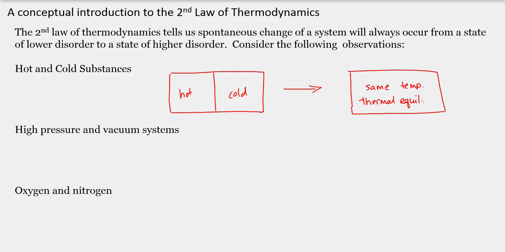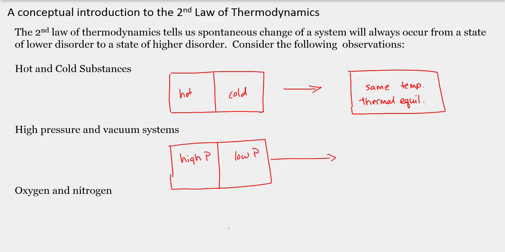We can consider a high pressure and a vacuum system that, let's say, are initially separated by some wall or a membrane. So we have high pressure on one side and low pressure on the other side. Then we remove that barrier, the membrane, between these two fluids, and we know that those fluids will mix, and I'll end up with a system which has uniform pressure.